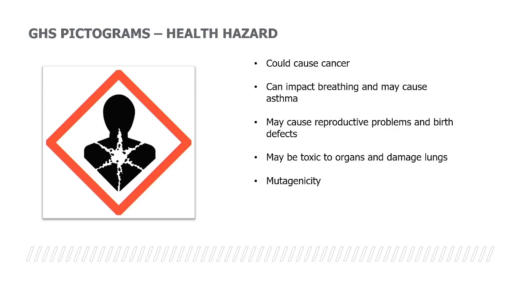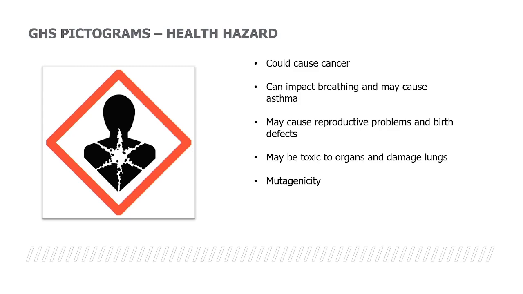Okay. Let's go to the first pictogram right here. This is the health hazard. The pictogram does show a torso area for that particular pictogram that you see there in front of you. What does it mean now? It could cause cancer, can impact breathing, may once again cause asthma, may cause reproductive problems, even birth defects. The other thing too is it can be very toxic to organs, may damage the person's lungs, and also may be mutagenic.